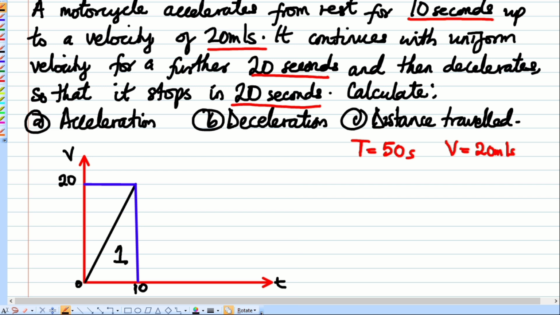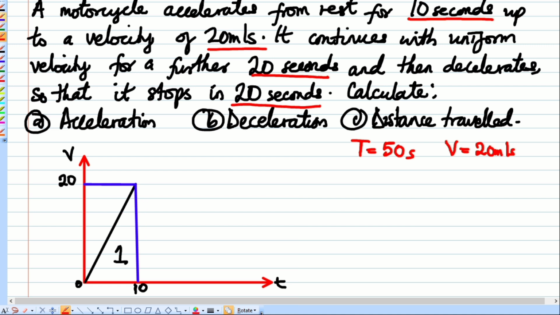Now, what do you think we can find? What are the possible questions they can ask us about this first journey? The first question could be, what is the acceleration? Remember, acceleration is a slope. So if we calculate this slope here, we're going to get the acceleration. Then they may ask us the total distance covered. Again, remember that distance covered in the journey is the area under the graph. How do we get the area under that graph? You know that this shape is a triangle, so we have half base times height. This height is 20, and the base is 10. I want you to just keep these things in mind. All right, so that's the first part of the journey.